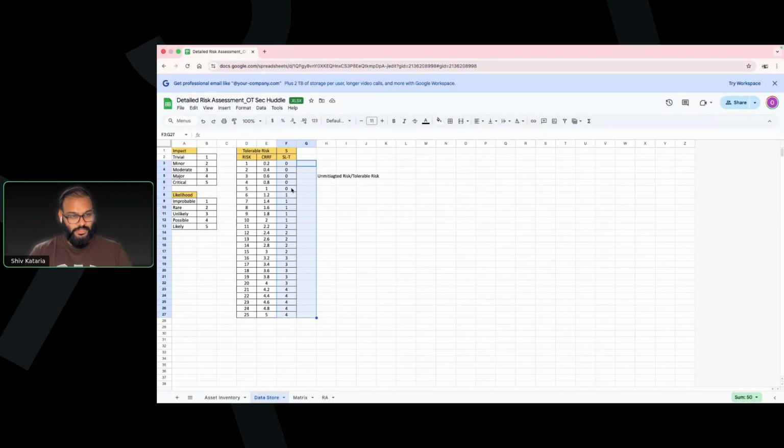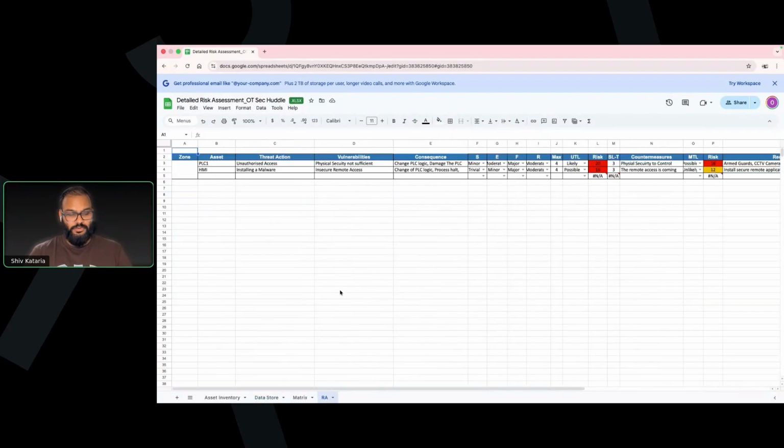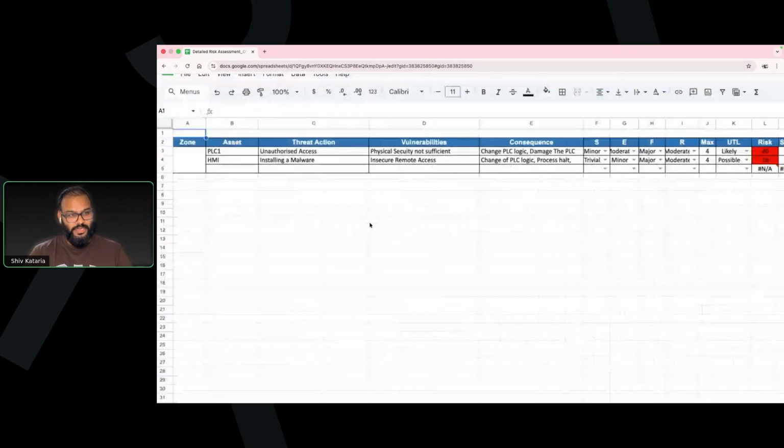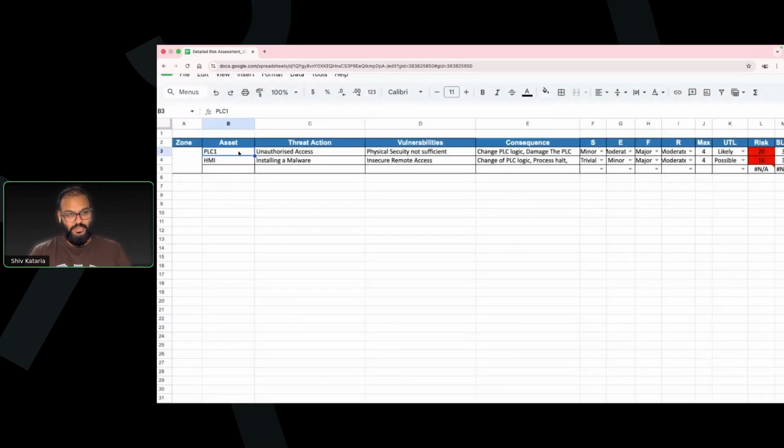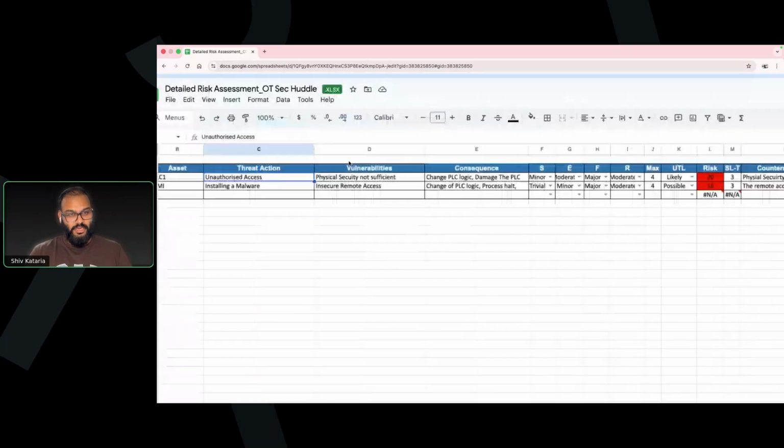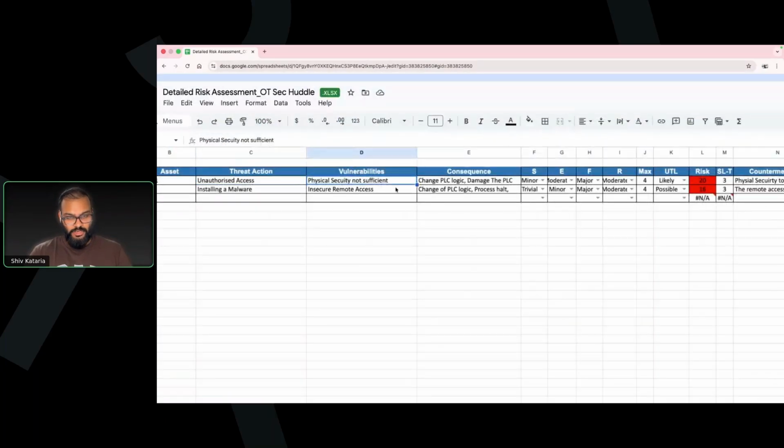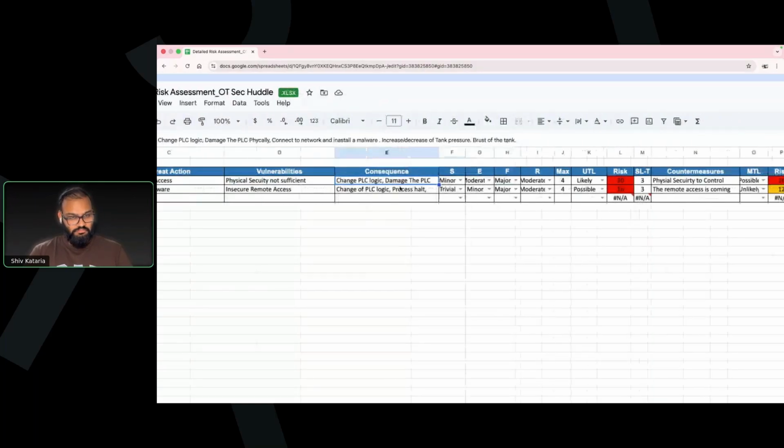From 1 to 5, it's 0. Anything from 6 to 10 is security level 1 as a target, and so on and so forth. So whatever is in the matrix, we have given it a number for our risk assessment exercise. Here is a quick example. The PLC could have a risk of threat action, somebody getting unauthorized access. The vulnerability is that there is no sufficient physical security. What could happen if somebody gets access to the PLC? They could change the PLC logic, or damage the PLC, like physically damaging it.